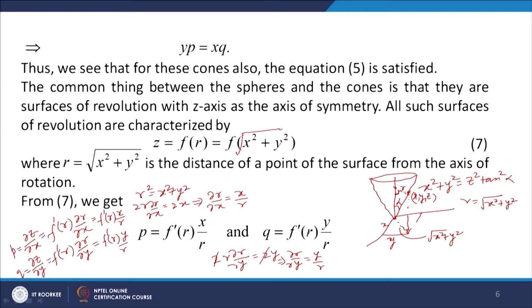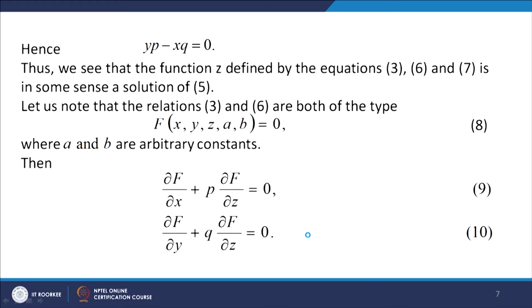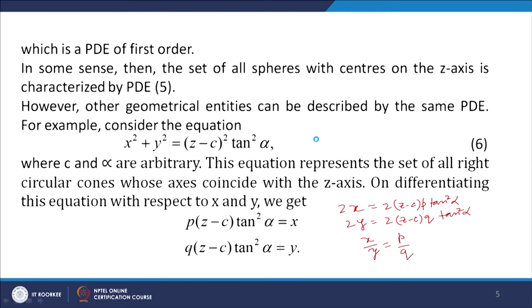And now, we can eliminate the arbitrary function f here by dividing the equation p equal to f prime r into x by r by the equation q equal to f prime r into y over r, and we get p over q equal to x over y, which gives yp equal to xq. Thus, we see that the function z defined by equations 3, 6 and 7 is in some sense a solution of equation 5.